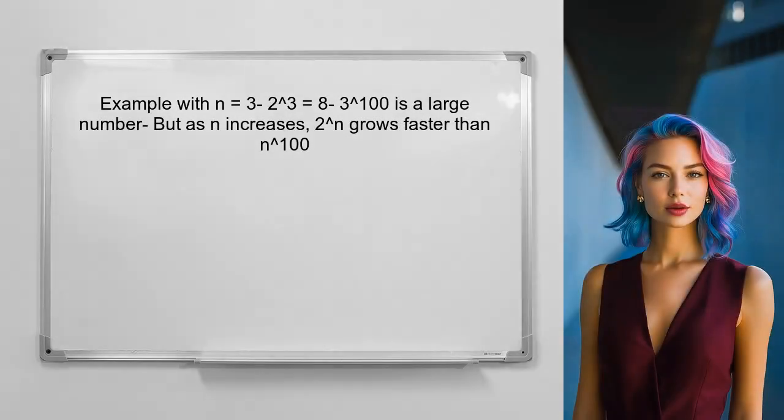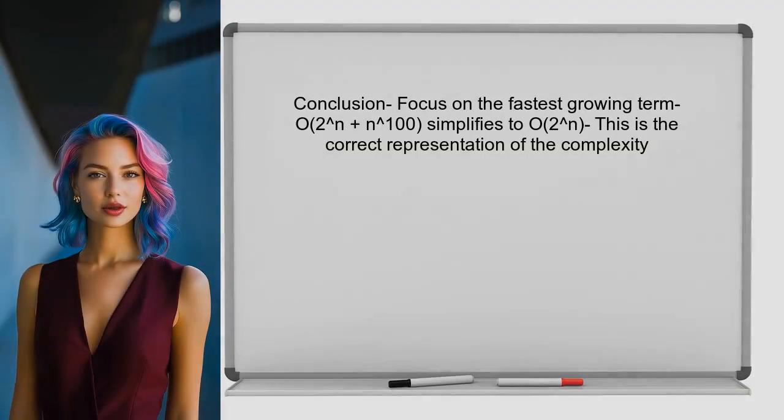For example, if n equals 3, 2 to the power of 3 equals 8, while 3 to the power of 100 is a very large number. However, as n increases further, 2 to the power of n will eventually surpass n to the power of 100. In conclusion, when analyzing algorithms, we focus on the term that grows the fastest as n increases. In this case, the user can confidently say that O of 2 to the power of n is the correct simplification.